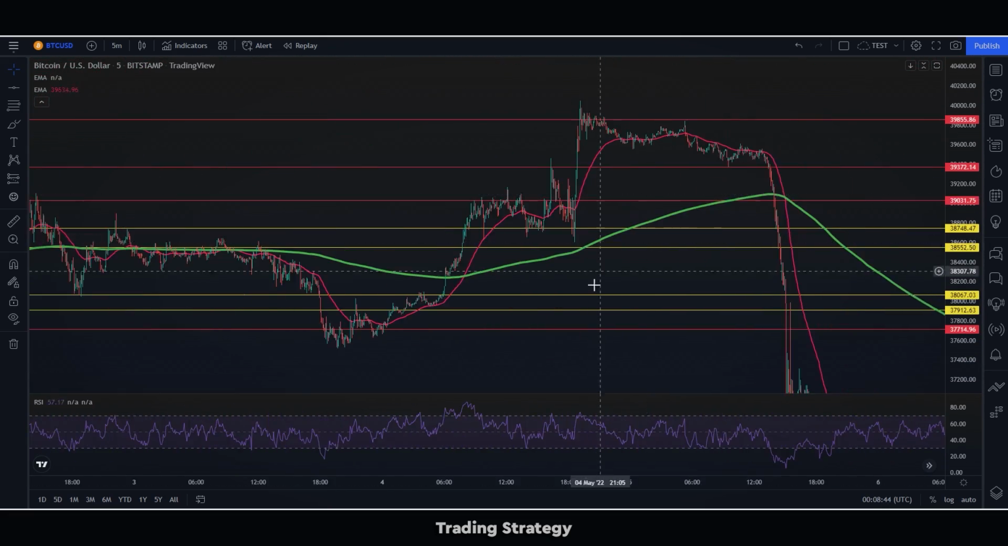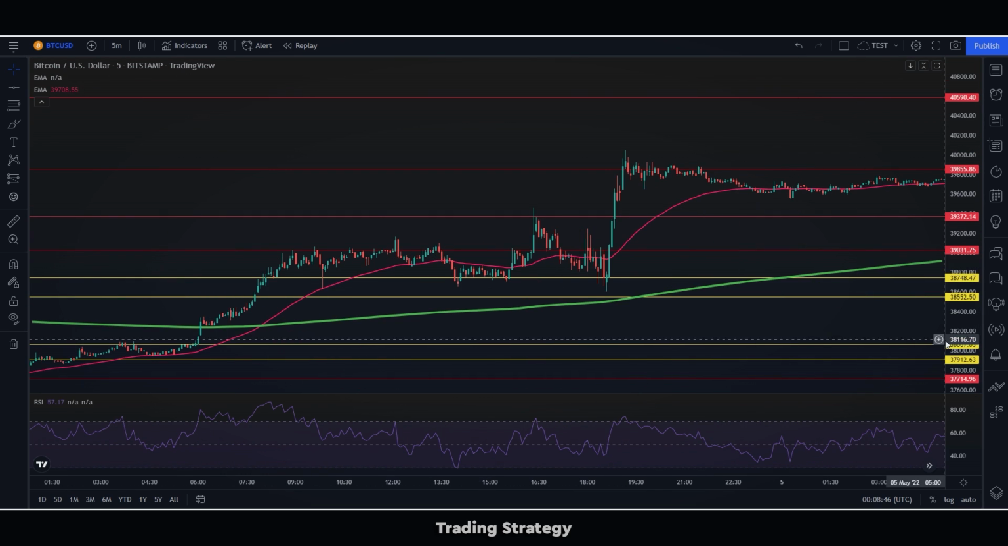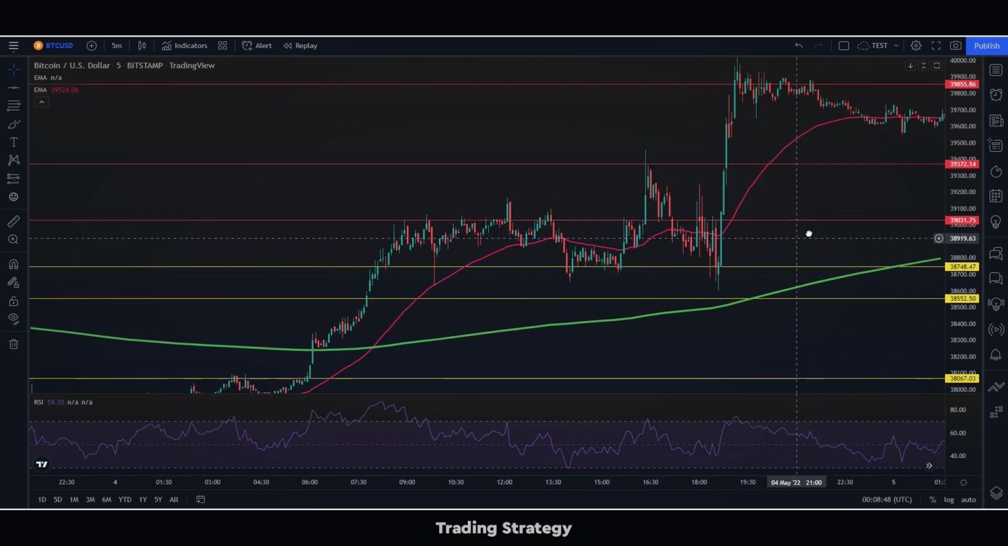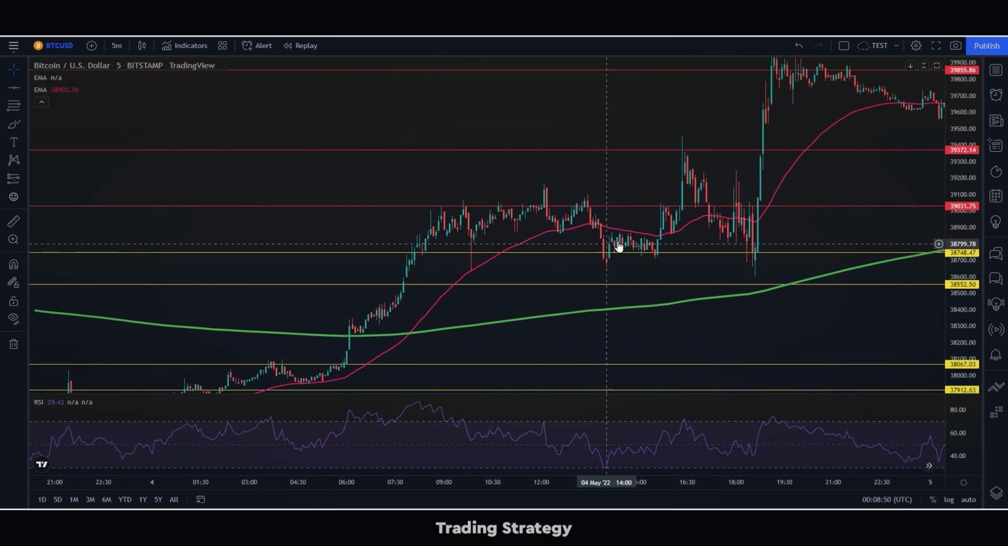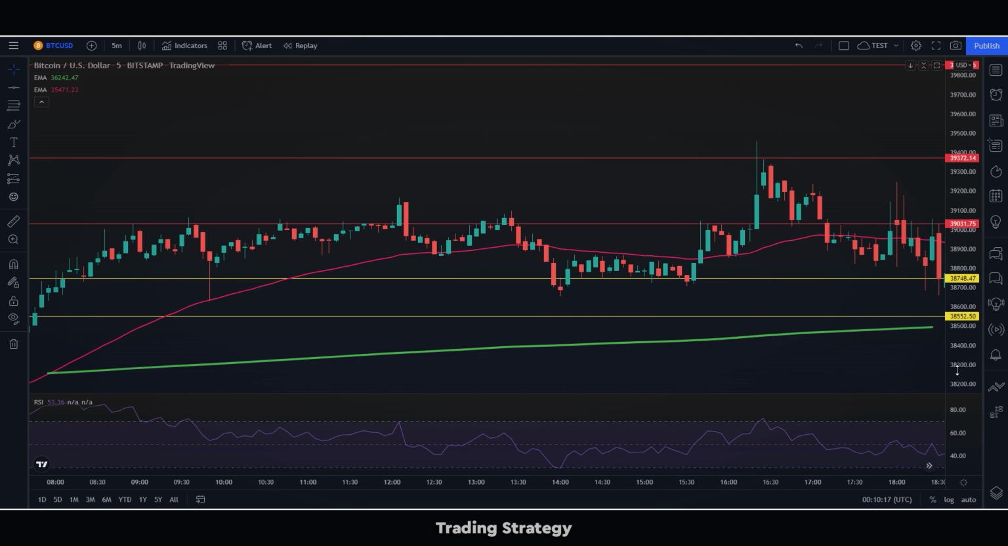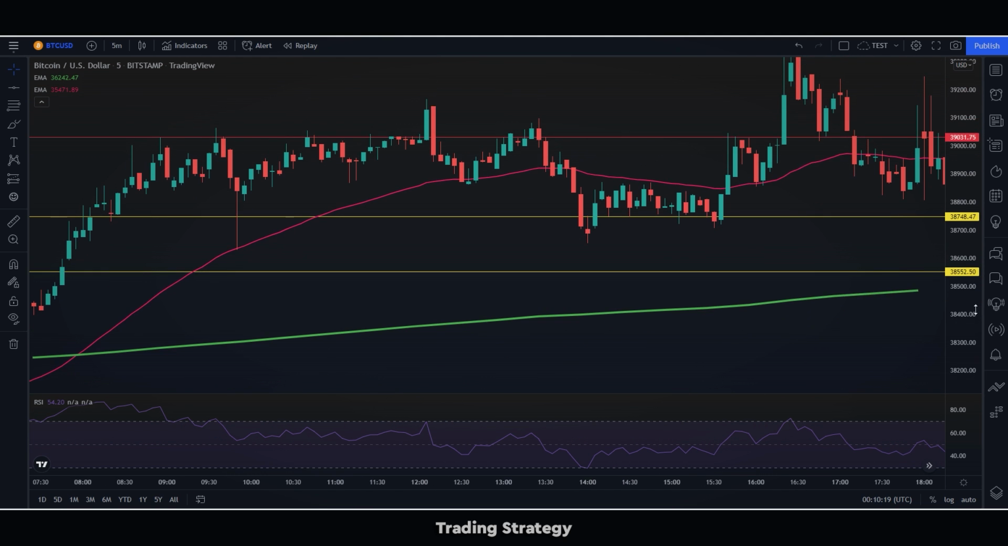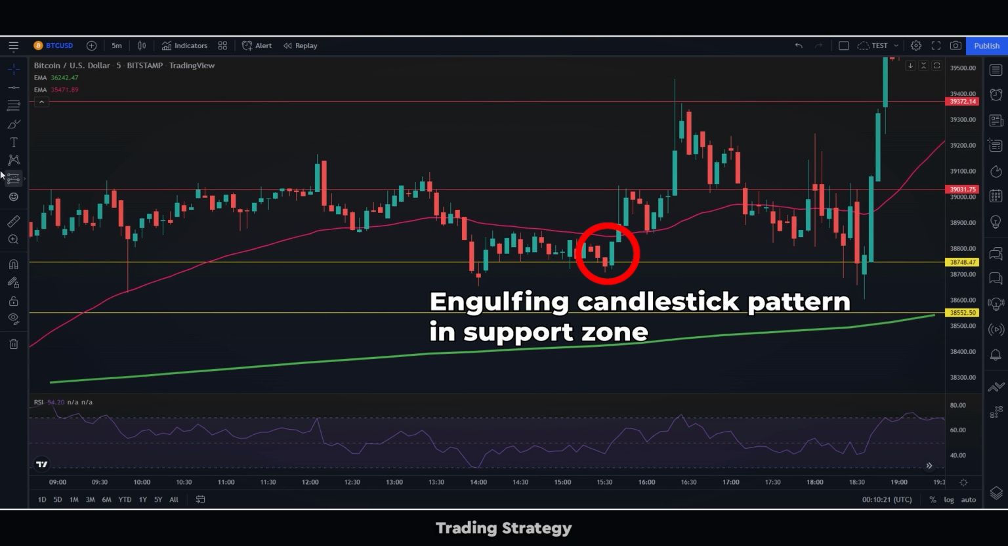Once this is done, let's look at the example of a buy trade. First of all, we will wait for the price to be above the EMA of 100 and if possible above the EMA of 50, although this is optional for greater security. We will buy when an engulfing candlestick pattern appears in a support zone.